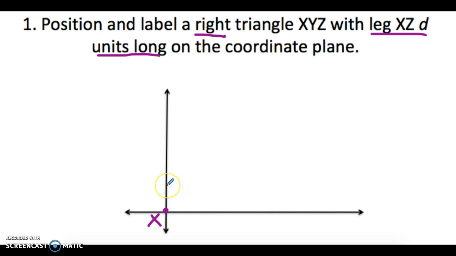Okay, so it needs to be a right triangle and it needs to have a leg XZ that is D units long. So I'm going to put my leg XZ on my x-axis. So this is going to be point Z right here. And the stipulation I gave you was that it needs to be D units long. So if it's D units long, my x variable is going to be D, correct? And then my y, since I'm on the x-axis, is 0.